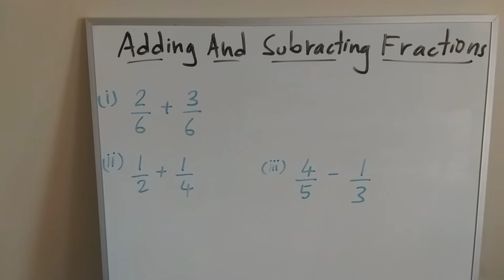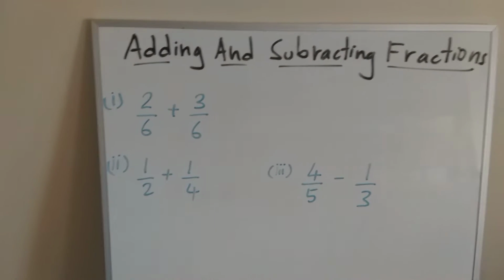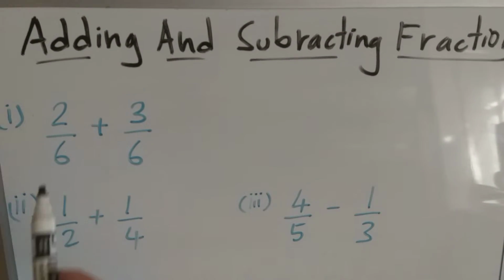So when we are adding and subtracting fractions, it is very important that the denominators are the same. The bottom numbers are the denominators, and they have to be the same.